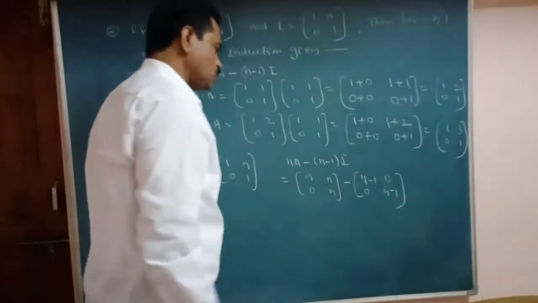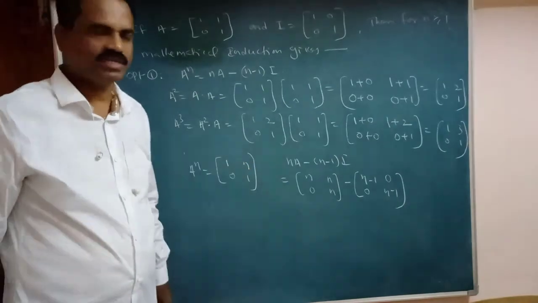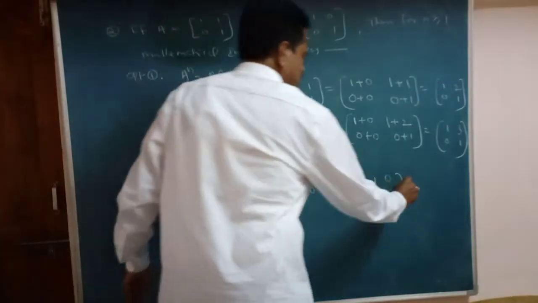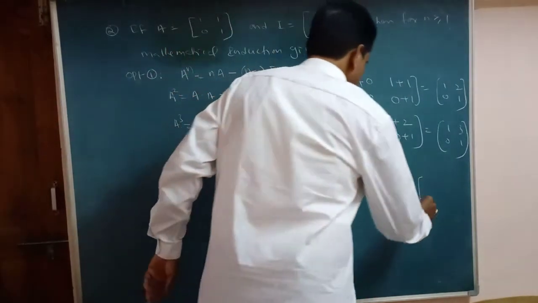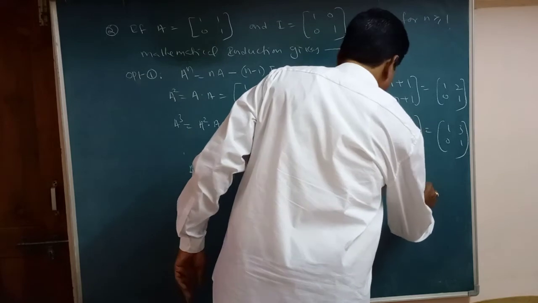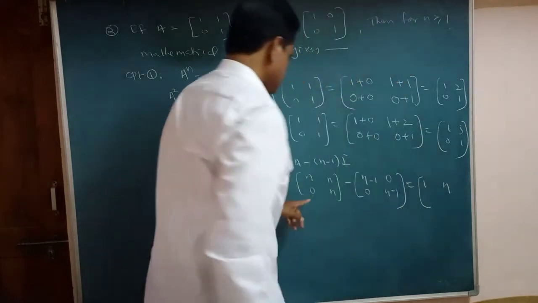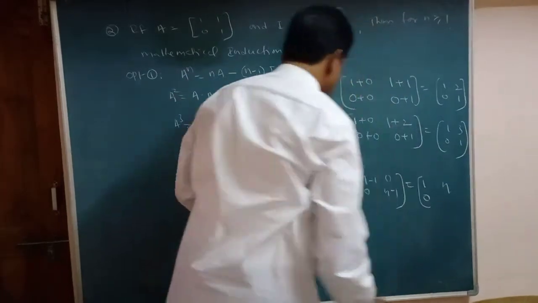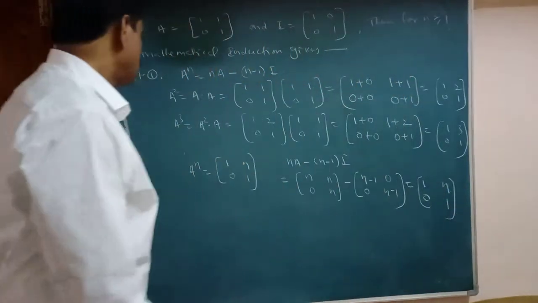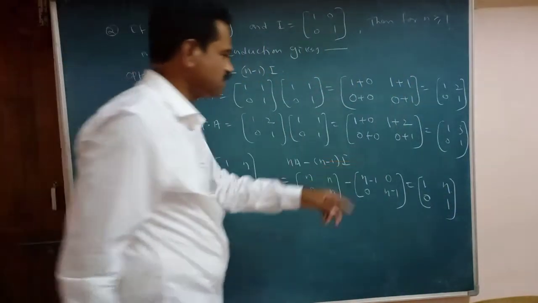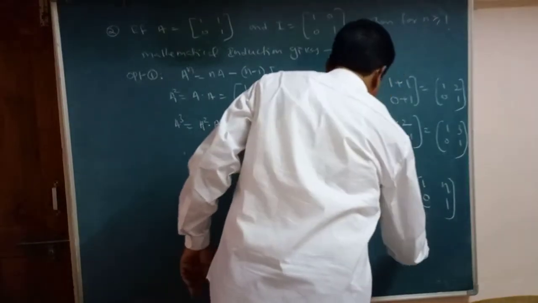Now subtract these two, subtracting the corresponding elements. Here n minus (n minus 1) is 1. Next, n plus n minus 0 is n. Then 0 minus 0 is 0. Next, n minus (n minus 1) is 1. So LHS is equal to RHS.